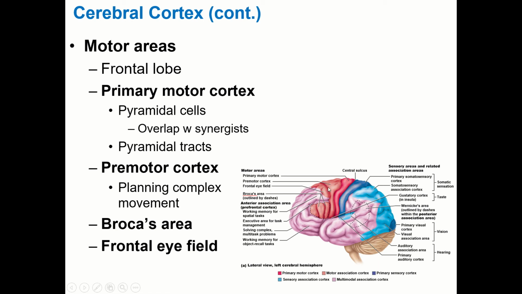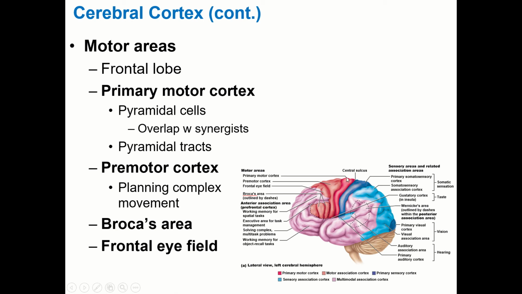The premotor cortex is here. The primary motor cortex is just anterior to the central sulcus that separates the frontal lobe from the parietal lobe. This particular gyrus, a raised area, is referred to as the precentral gyrus. So the primary motor cortex is in the precentral gyrus, the raised area in front of the central sulcus.